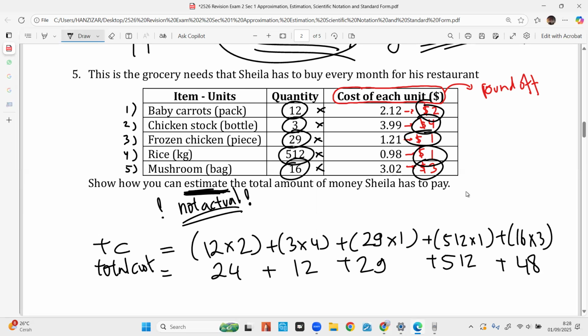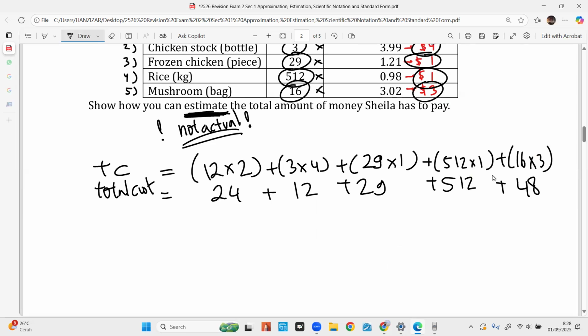Okay. Then what to do? Just add all, as simple as this. 24, 12, 29, 48, forget 512, it's 48. You just add all the numbers directly like this. You can do it. 4 plus 2, 6. 6 plus 9, 15. 15 plus 2, 17. Plus 8, 25. Right?